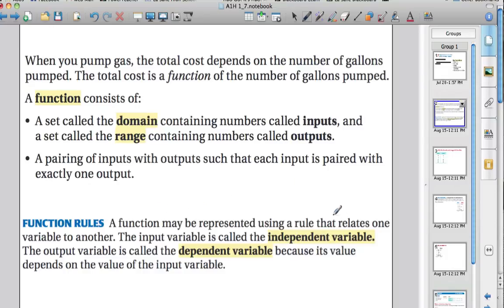So a function may be represented by a rule, and the rule would look like an equation that relates one variable to another, x to y, or in this case, gallons to cost. The input variable is the independent variable. We choose it independently, and the output variable is the dependent variable because its value depends on which input was put into the function.